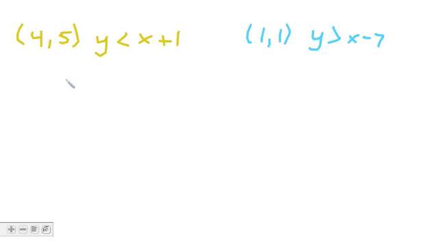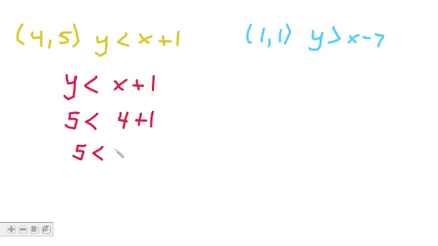All right, so y needs to be less than what we get on this side. So my y is 5. Okay. It needs to be smaller than what I get over here. Well, I must substitute in 4 for the x plus 1. And I get 5 less than 5. This is not true. 5 is not less than 5. 5 is equal to 5. So this is not a solution. Okay, let's try this one over here.